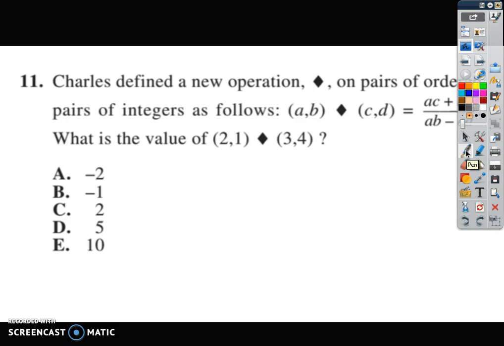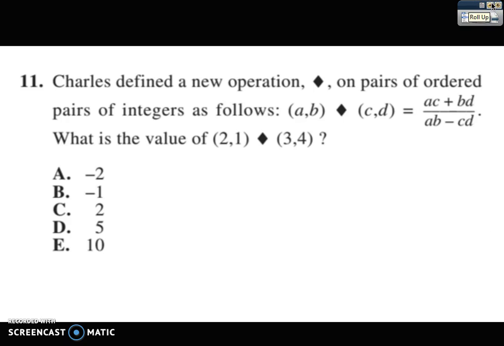Okay, so if we're going to use this new operation that Charles is making, all it is is a formula you have to plug into. So it says 2, 1, and 3, 4. 2, 1 is going to be your AB, and 3, 4 is going to be your CD, and all we have to do is plug those in over here to get our answer. So if our A is 2, that'll be a 2 right here. B is 1. C is 3. And D is 4. So you have to look at your operations right here. We have 2 times 3 plus 1 times 4 over 2 times 1 minus 3 times 4.